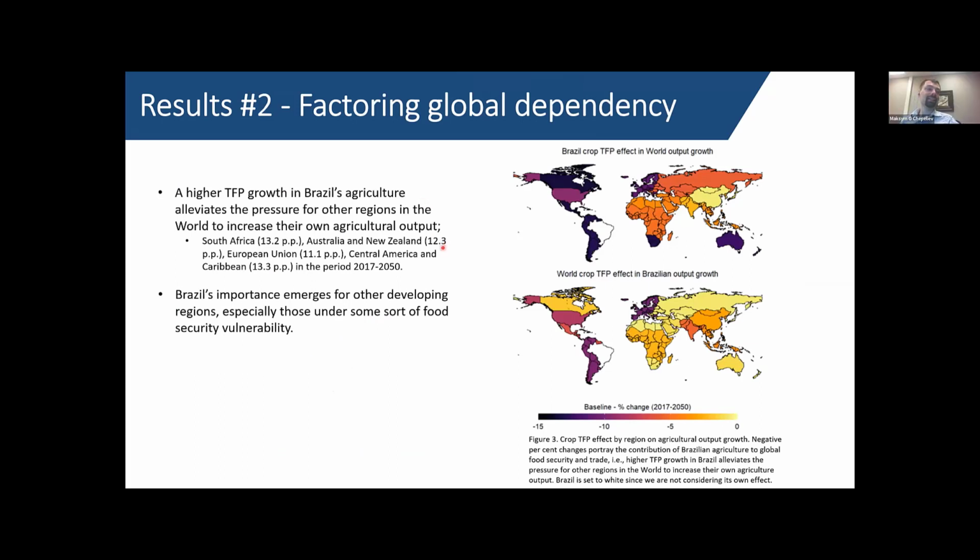Okay, I'm going. And also, we can track this same idea to the factors behind global dependence for crop output growth, and Brazil emerges.